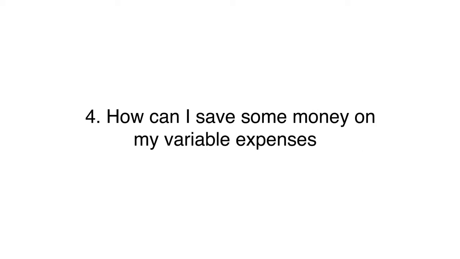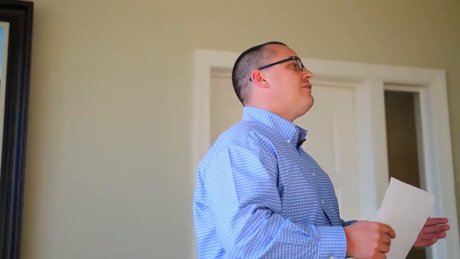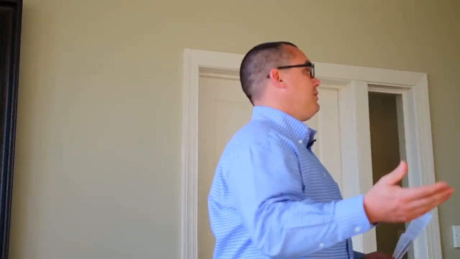Then once you've identified those, the 4th thing you're going to do is ask, where can you cut? Or how can I save some money on my variable expenses? So let's look at an easy one. Food, we all eat food. I see budgets varying from ranges of $500 a month to $4,000 a month in food.